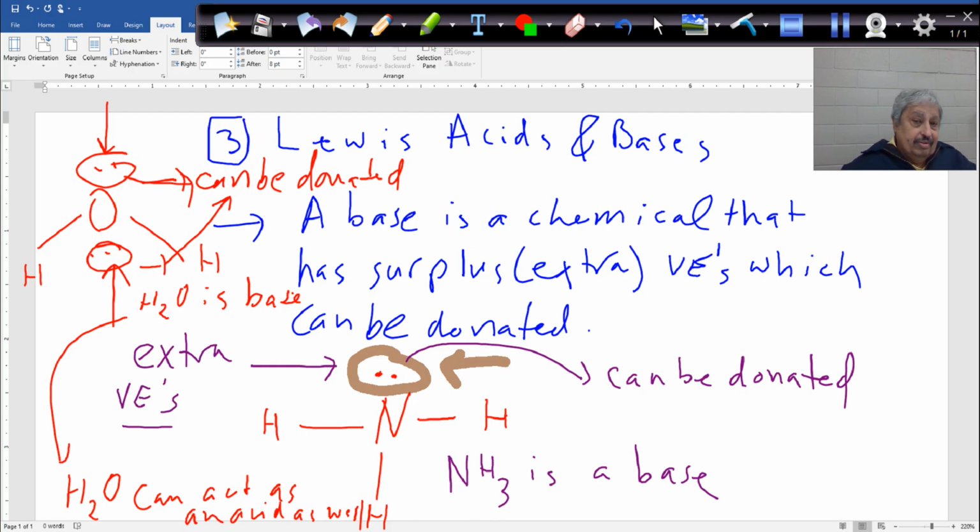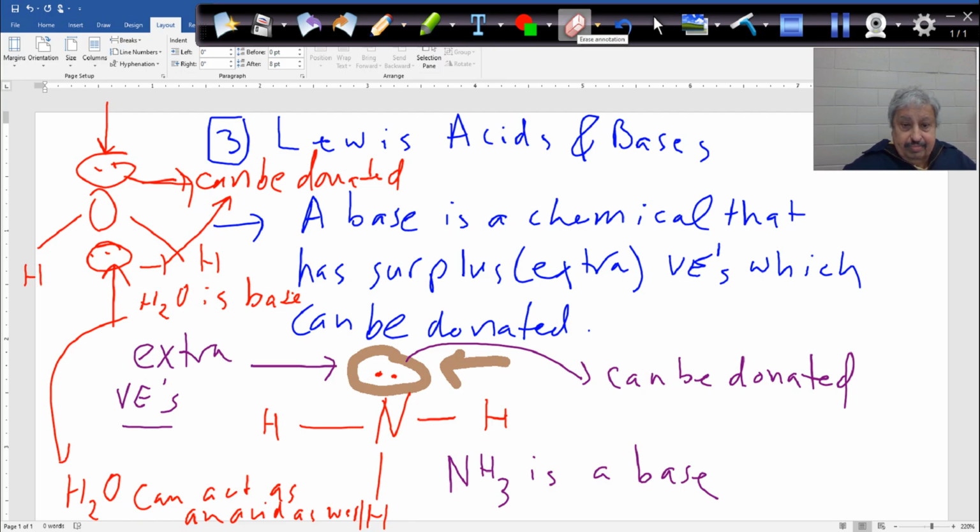But the main Lewis definition of an acid or base is the surplus of valence electrons. If that compound has a lot of available VEs, so they can be donated, then yes, this is a base. On the other hand, the acid has deficient valence electrons, so it can accept those valence electrons. Okay, guys. So that's the definition of acid and base according to Lewis.